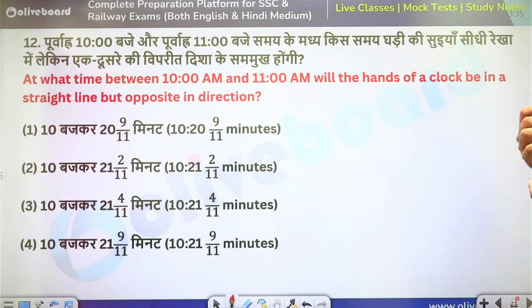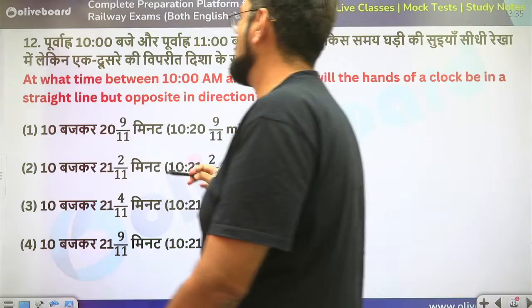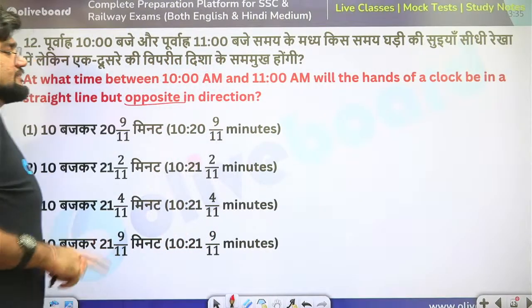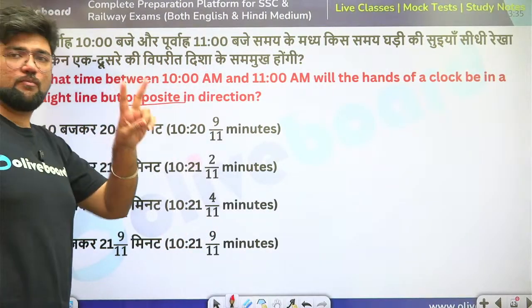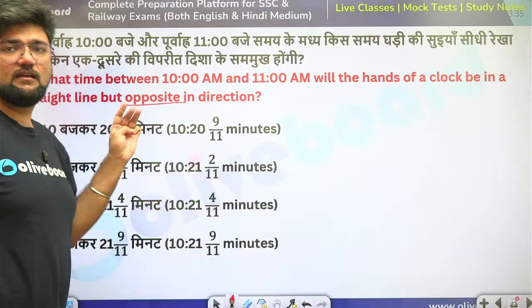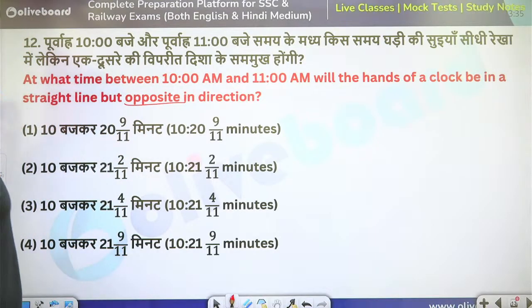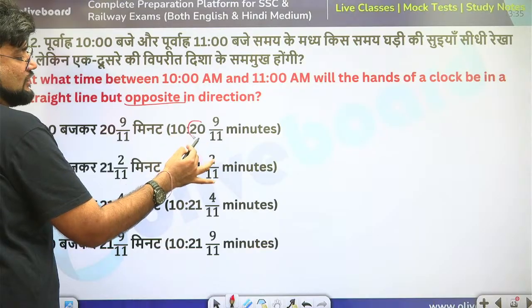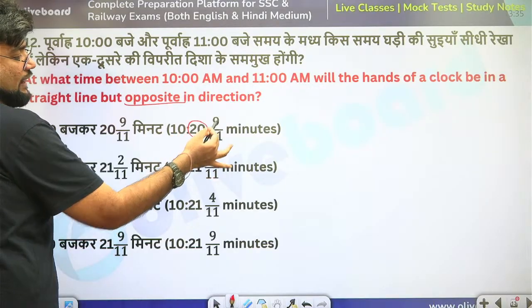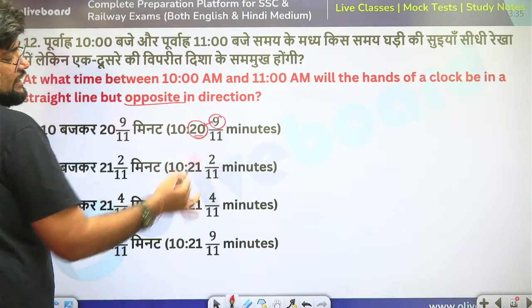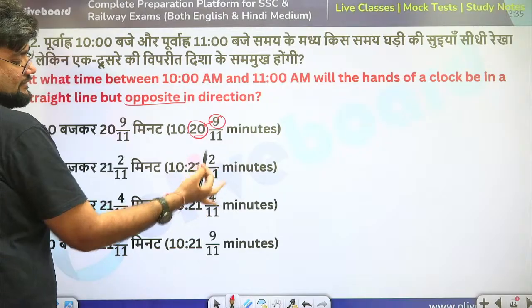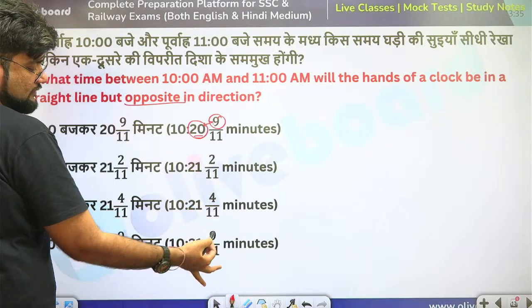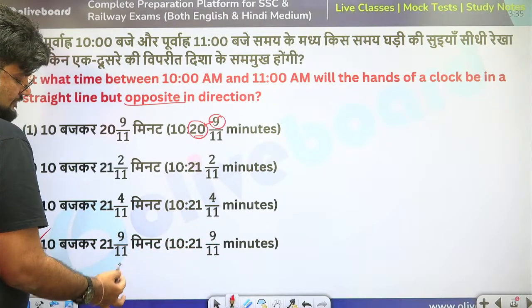Next. At what time between 10 a.m. and 11 a.m. will the hands of a clock be in a straight line but opposite in direction? Opposite. Whenever they are asking you about hands being on right angles, opposite or coinciding with each other, then this short trick which I already taught you is valid, that the sum of this integer minute value and this numerator is always a multiple of 10. 29, 23, 25, 30. Option 4 is my correct answer.